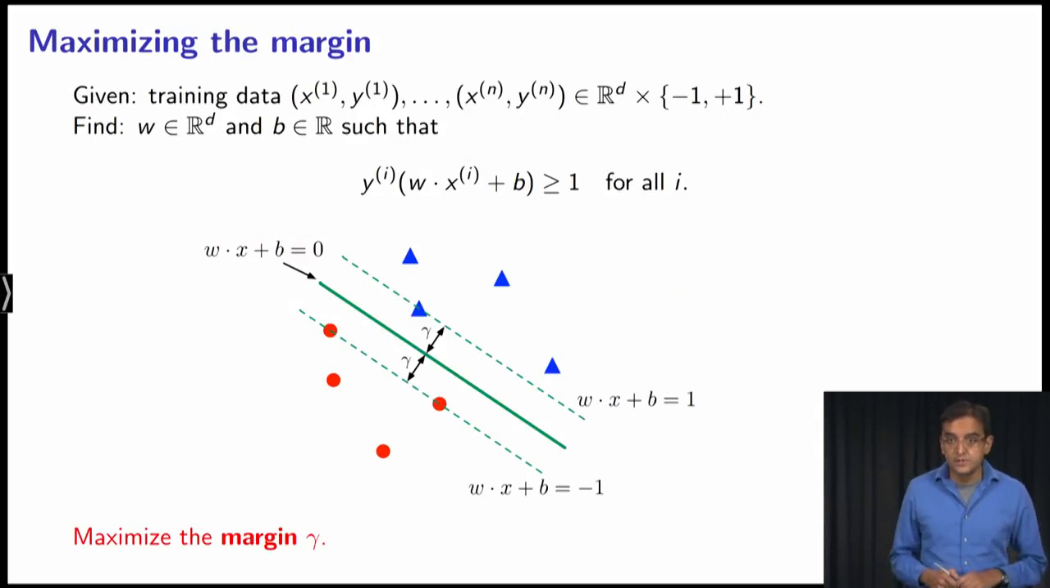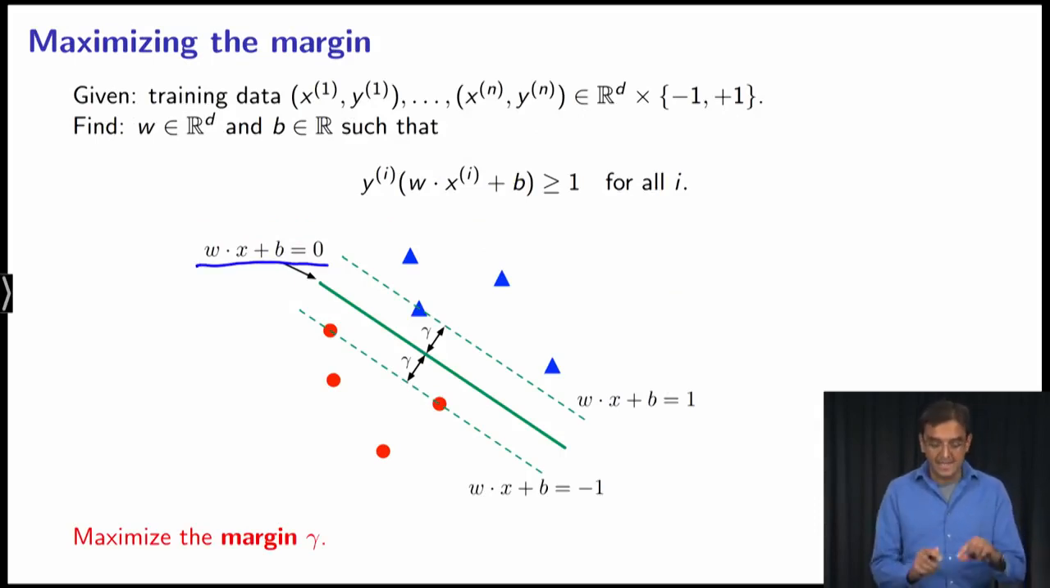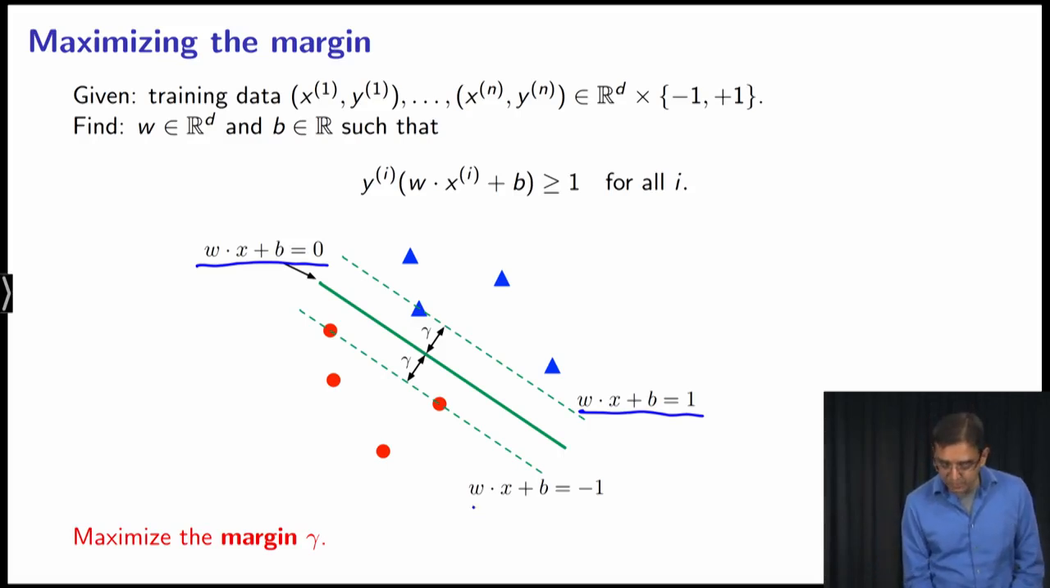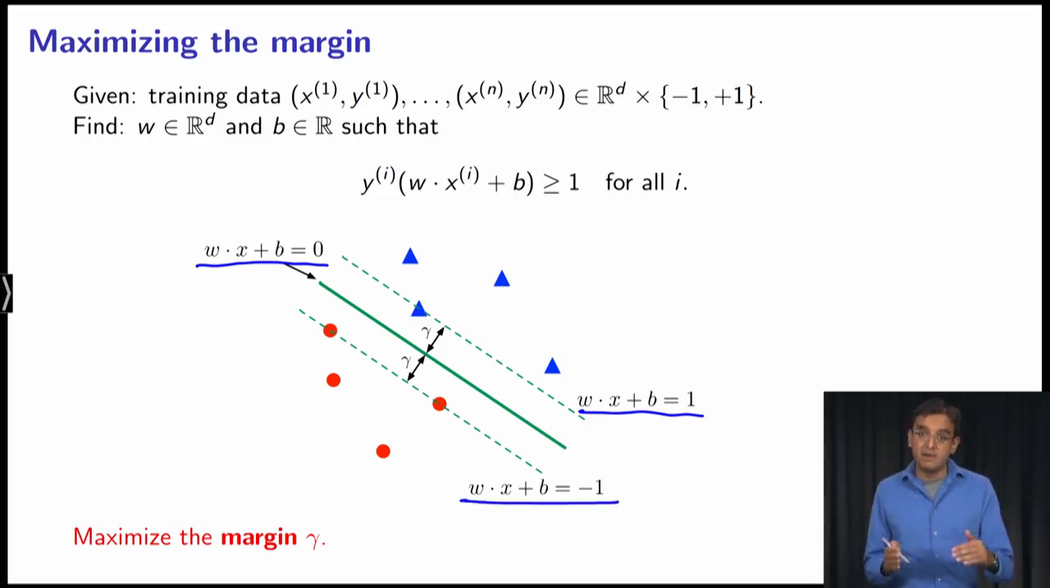Okay, so now we're going to have some decision boundary, w dot x plus b equals 0, and that's the thick green line in the middle. What is w dot x plus b equals 1? That is a parallel hyperplane, and it's shown by the dotted line over there. And what's w dot x plus b equals minus 1? That's another parallel hyperplane on the other side.